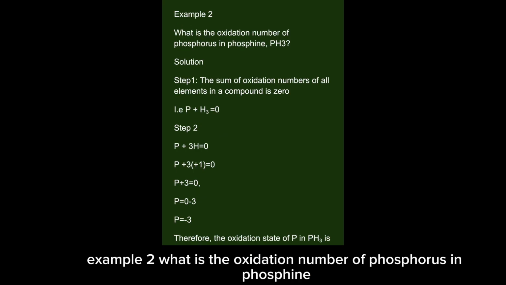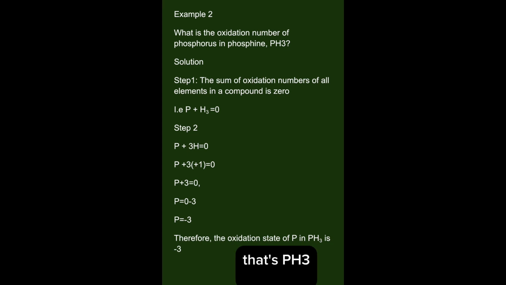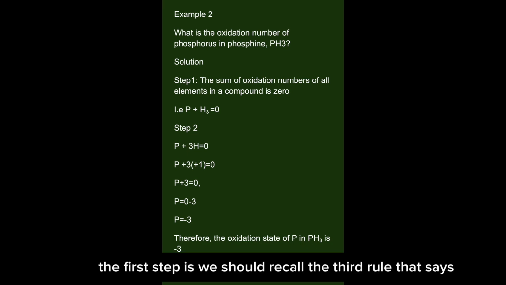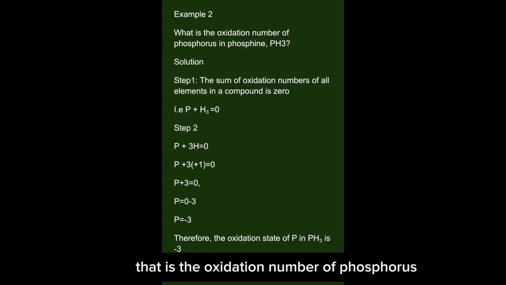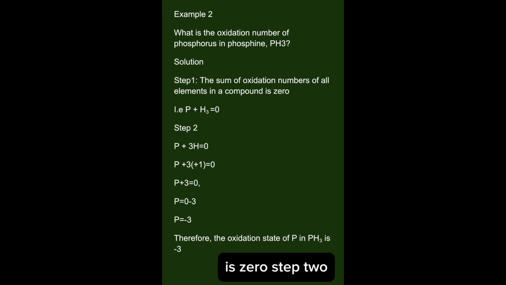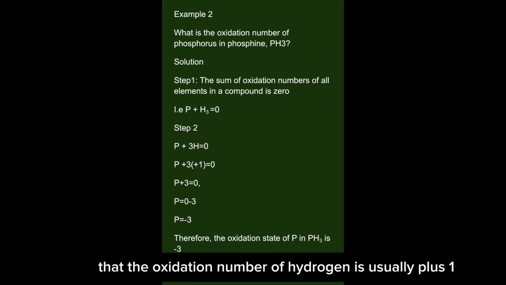Example 2. What is the oxidation number of phosphorus in phosphine? That's PH3. The first step is we should recall the third rule that says the sum of the oxidation numbers of all elements in a compound is zero. That is, the oxidation number of phosphorus plus the oxidation number of hydrogen is zero. Step 2. It should be noted that the oxidation number of hydrogen is usually +1.